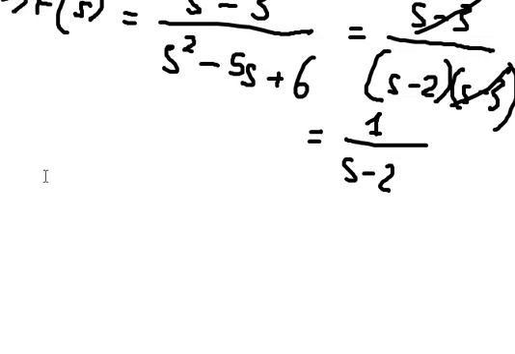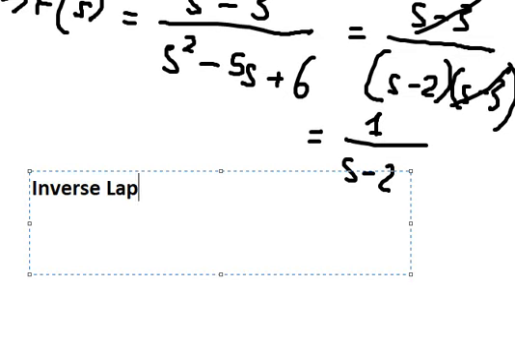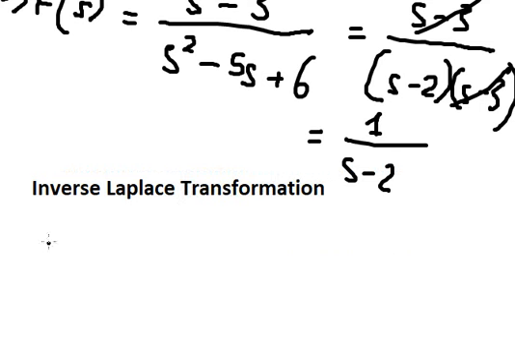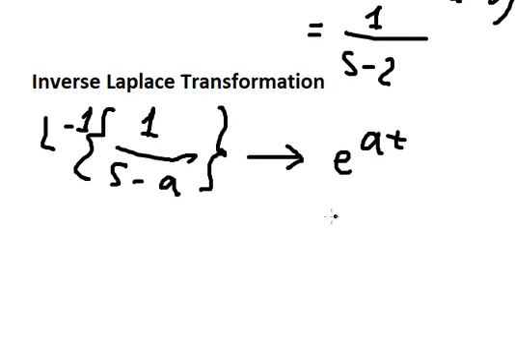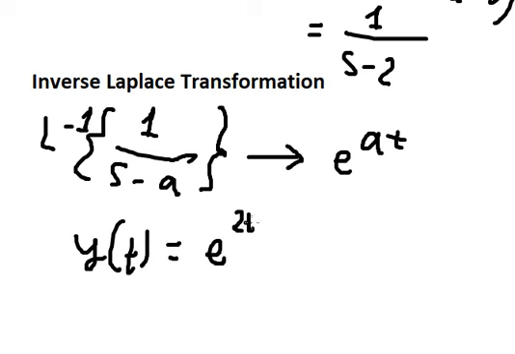Now we can use the inverse Laplace transformation. So that should be the inverse Laplace of 1 over s minus a. So this one will transform into e to the power of at. So in this case we have 2, so a equals 2. So that is 2 in here. So y of t, that is e to the power of 2t.